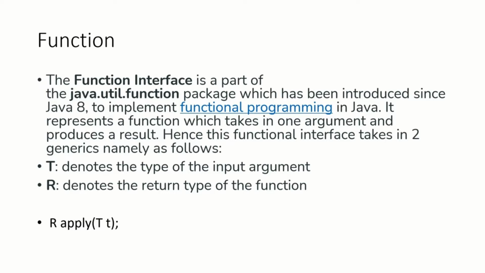T denotes the type of input argument and R denotes the result type of the function. So this functional interface has a method apply, which is a single abstract method, and it takes T as argument and has a return type R. Okay, so this is about the functional interfaces of Java 8. These are the four most important functional interfaces introduced in Java 8. We have discussed how they are working, what single abstract method they have, what their return type is, and what arguments they take. So briefly, we have discussed these four functional interfaces.